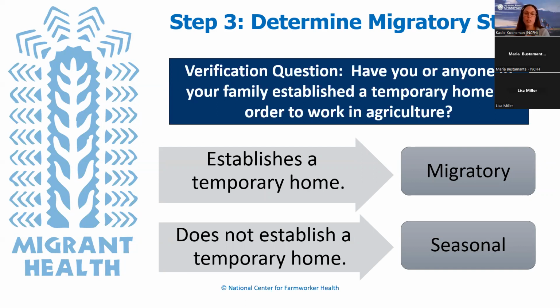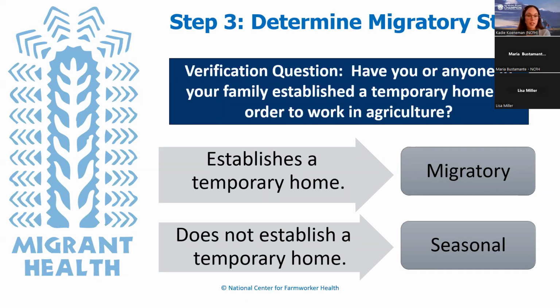For example, in large states like Florida or Texas, you don't necessarily have to cross state borders to not be able to return home at the end of your workday because they have traveled a long enough distance that they're not able to return home at the end of the day. When a person or a family leaves the area in which they live to do agricultural work and must live somewhere other than their home in order to do such work, that person is considered to have established a temporary home.